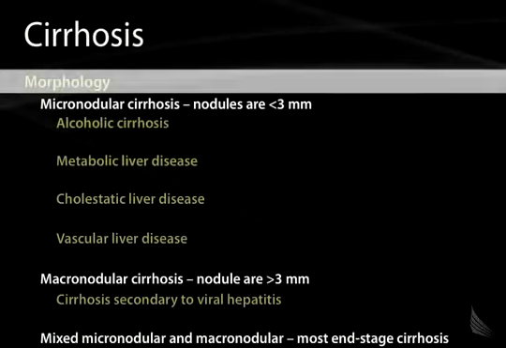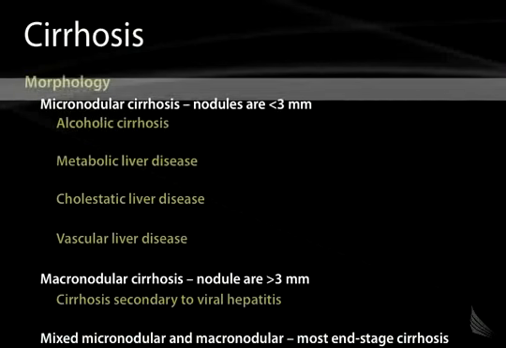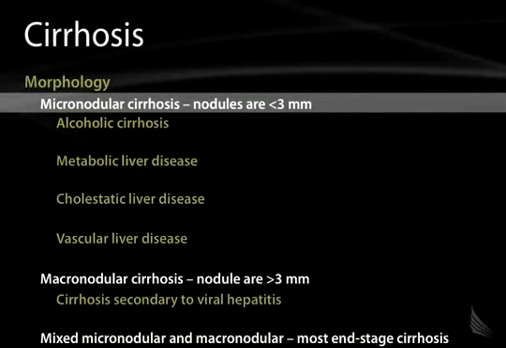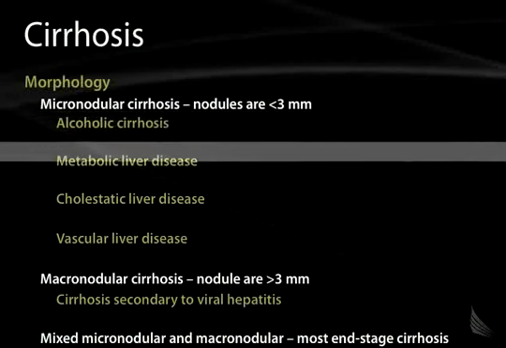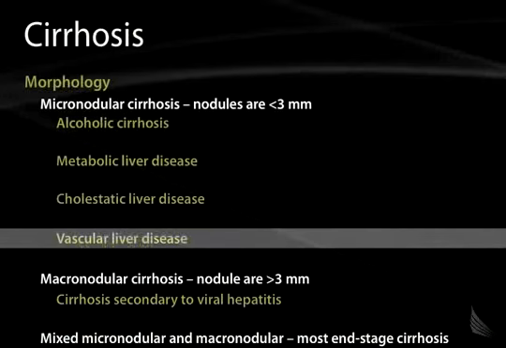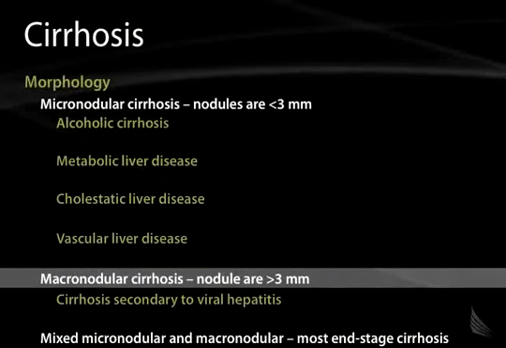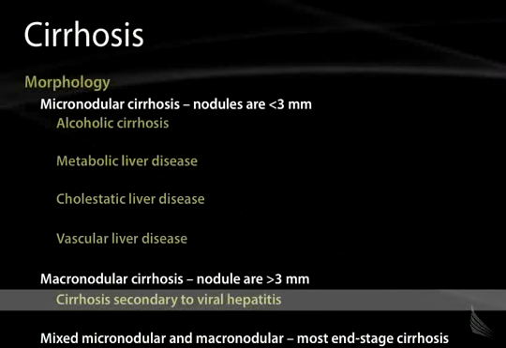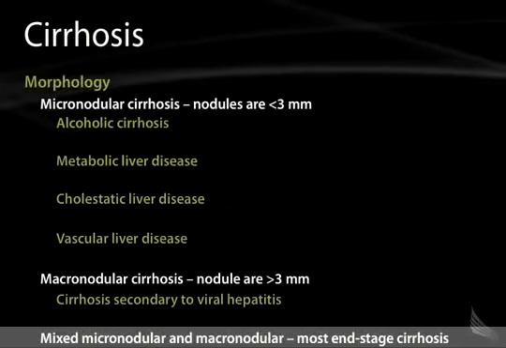Cirrhosis can also be characterized by morphology, in other words, micronodular cirrhosis or macronodular cirrhosis. Here you can see the various causes of micronodular cirrhosis, including alcoholic cirrhosis, metabolic liver disease, and cholestatic liver disease, as well as vascular liver disease. Macronodular cirrhosis really is due to causes such as viral hepatitis, but more often than not, things are mixed.